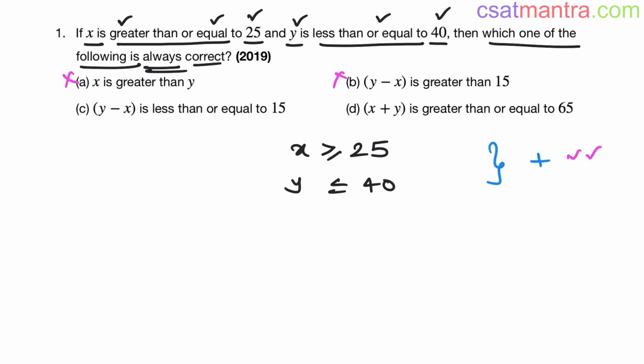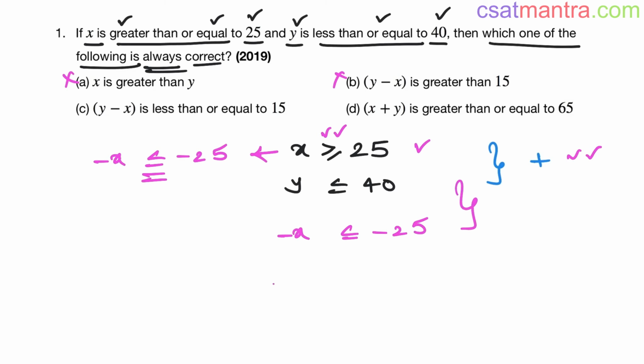Let's solve this problem in another way. I am multiplying this inequality with minus 1 on both sides. So minus x less than or equal to minus 25. When you multiply with minus, the sign will reverse, my friends. Greater than or equal to will become less than or equal to. Now add them. Y minus x less than or equal to 40 minus 25. Y minus x less than or equal to 15.